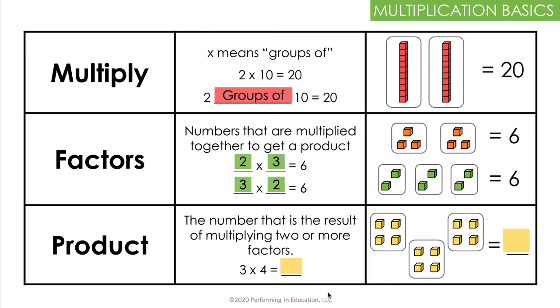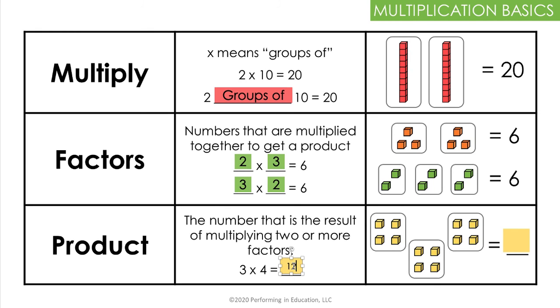We can either have a model over here and count 1, 2, 3, 4, 5, 6, 7, 8, 9, 10, 11, 12. We could literally draw 3 groups of 4 objects and count them. You could count by 4s, 3 times: 4, 8, 12. That's 3 groups of 4. Or you could even count by 3s 4 times: 3, 6, 9, 12. So those are some different ways to figure out the product before you have them memorized.